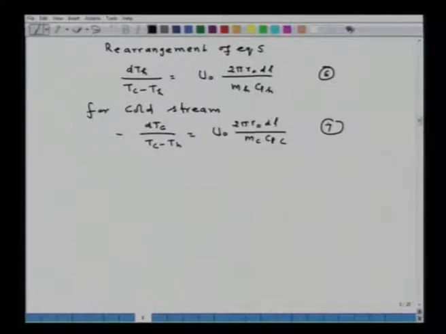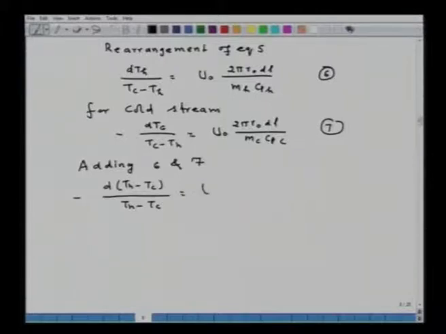Now, adding equations 6 and 7, we get minus d(Th minus Tc) upon (Th minus Tc) equal to U0 into (1 upon mH Cph plus 1 upon mc Cpc) into 2 pi R0 into dl. Let us call this equation number 8.